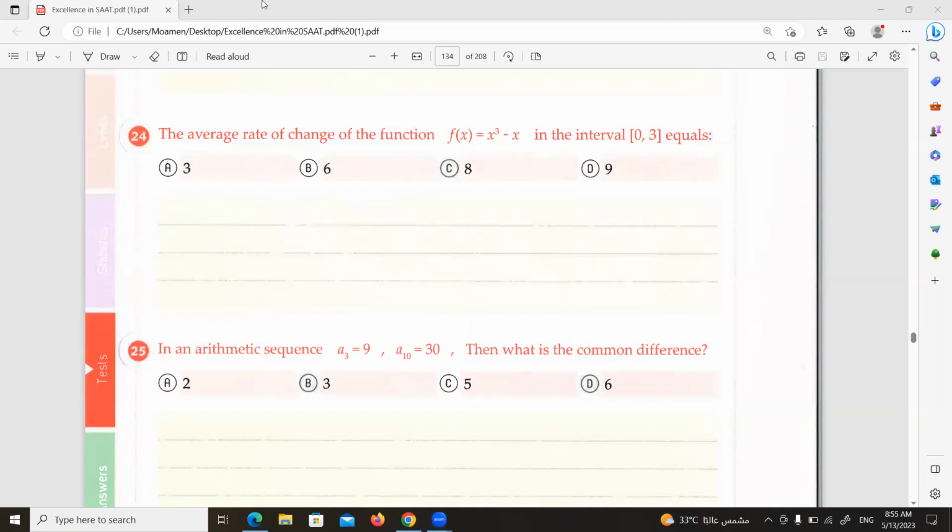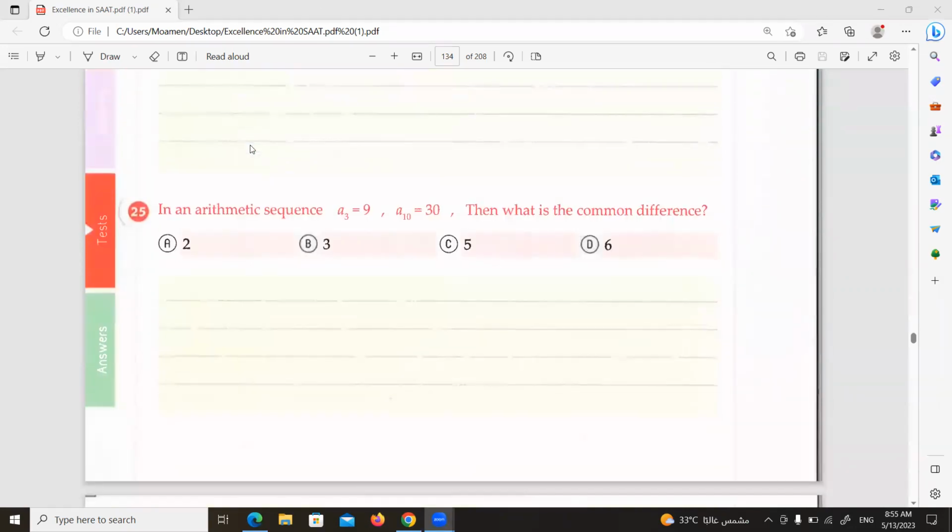And we're going to the last problem in our exam. In the arithmetic sequence, A3 equals 9 and A10 equals 30. What is the common difference? We will use the nth term here. What is the rule of the nth term? Because we work in arithmetic, an equals a1 plus n minus 1 multiplied by d. So we will use this nth term for A3 and A10.